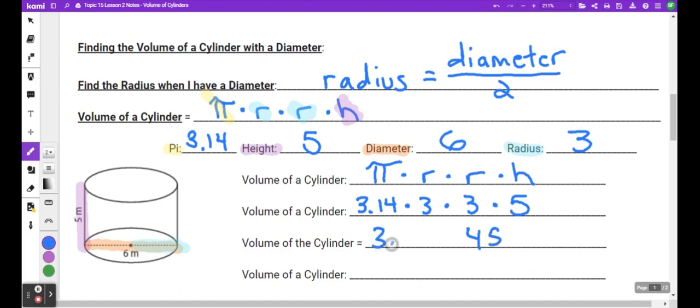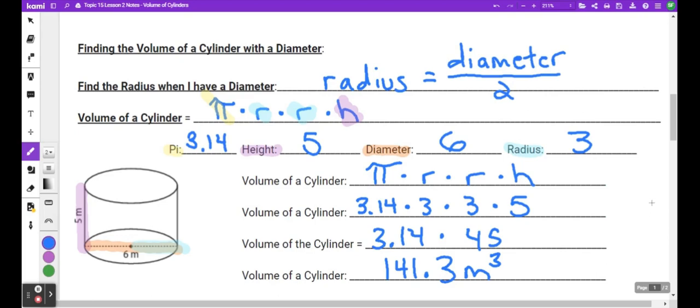We're going to take 45 and multiply it by the 3.14. Again, I'm using my calculator to help me with this. And 3.14 times 45 is going to give me 141.3. And since this is meters, and since it's volume, it's going to be meters to the third power.